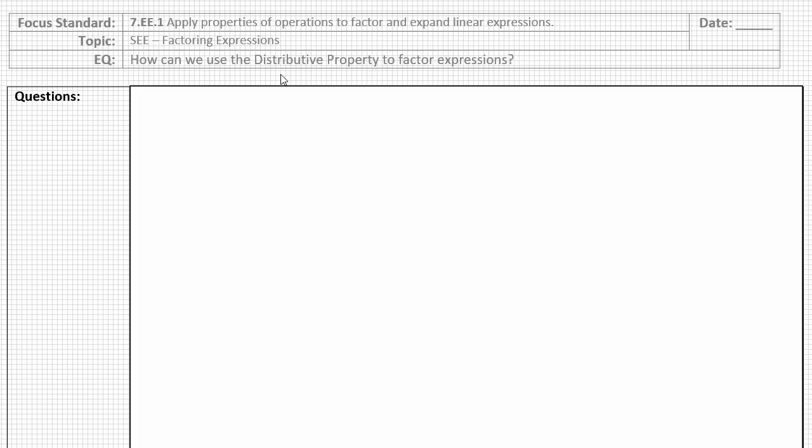So you may remember from our last video that we were talking about the distributive property and we were using it to expand those into equivalent expressions. Today we're going to be reversing that process, finding factors, and using the distributive property in reverse to write an equivalent expression. Let's go ahead and begin.